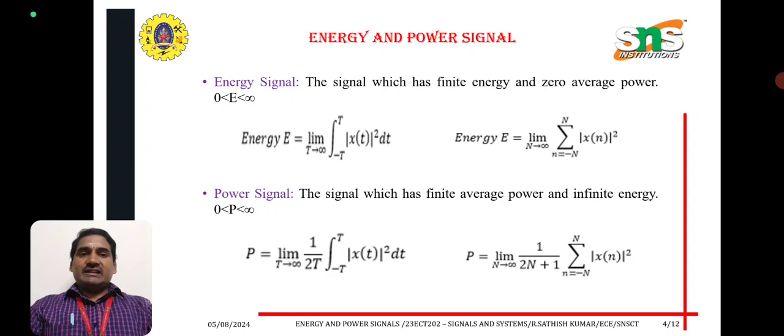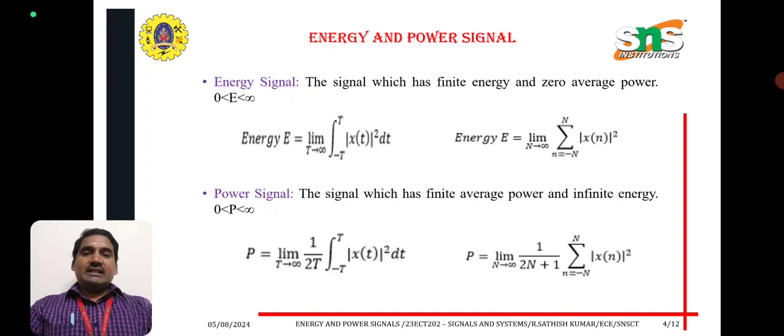Energy and power signal. An energy signal is a signal which has finite energy and zero average power: 0 < E < infinity. Energy E = limit T tends to infinity of the integral from -T/2 to +T/2 of |x(t)|² dt. In terms of discrete time, E = limit N tends to infinity of the summation from n = -N/2 to +N/2 of |x(n)|².